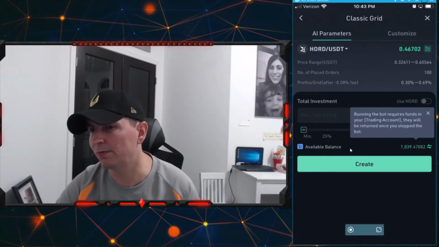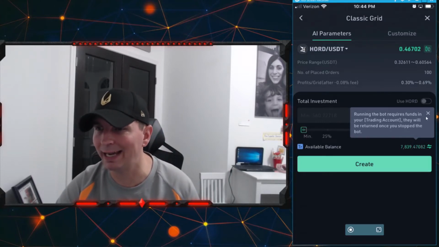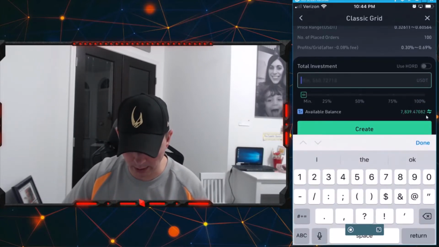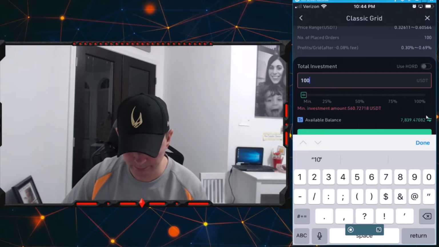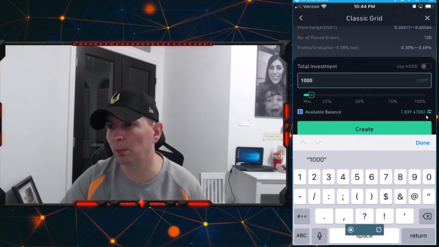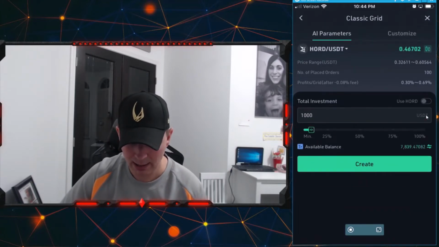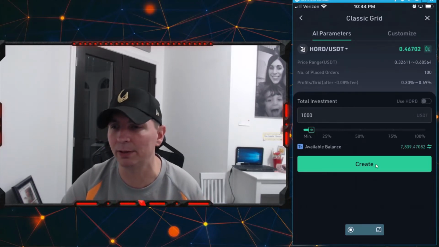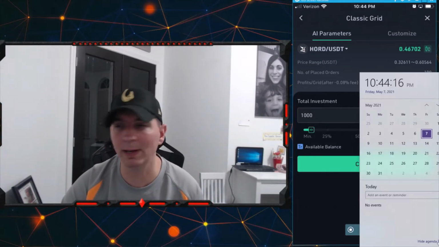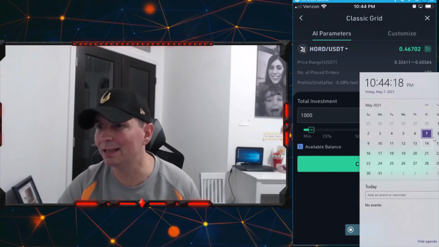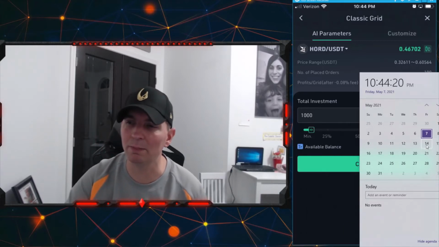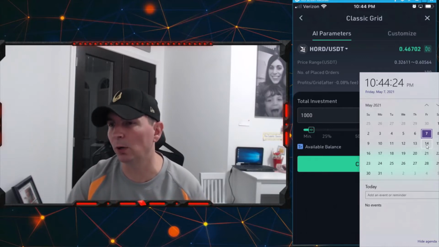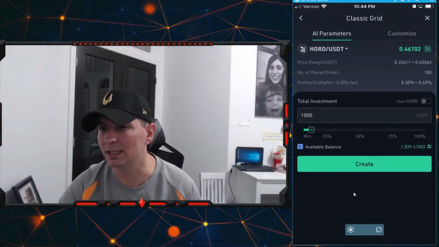As you can see here, our available balance is $7,800. So we do have quite a bit in here. We're going to go ahead though, and we are going to do 1,000. There we go. So we're putting 1,000 into the bot to see exactly what it's going to do in a 7-day period, guys. Let me pull up my calendar right here. As you guys can see, it is May 7th. So we are going to check on the bot on the 14th, plus or minus, to see exactly where we're going to be when it comes to this bot.